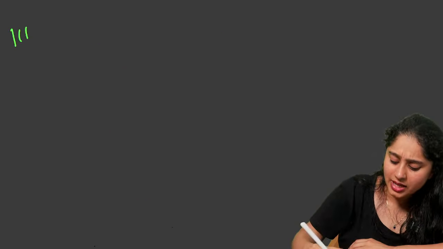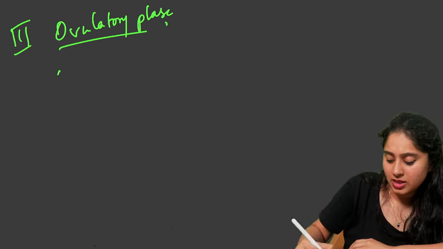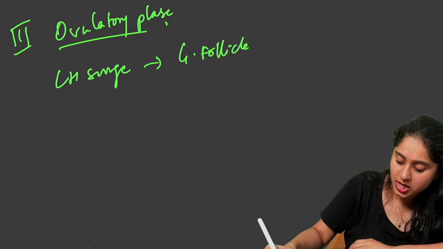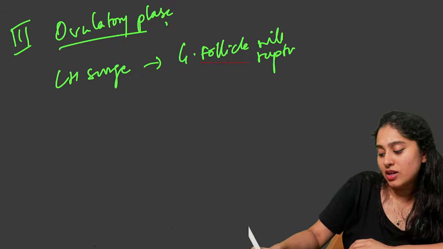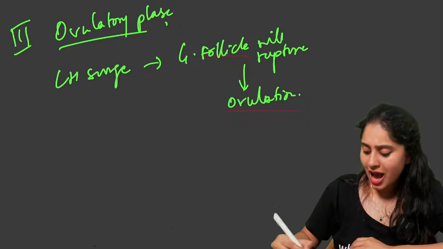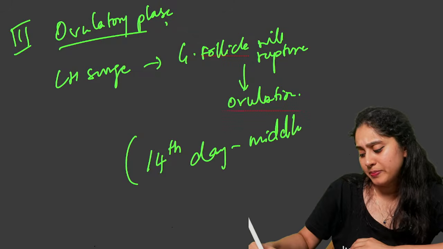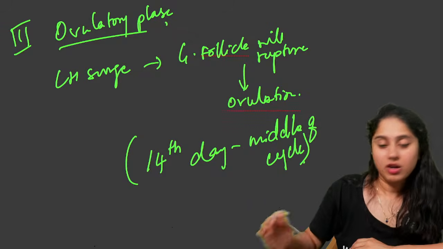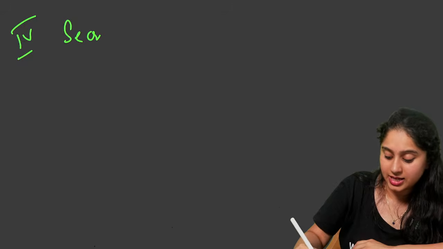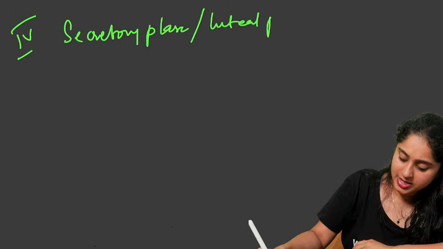After that, the third phase is the ovulatory phase, wherein the LH surge will happen, the Graafian follicle will rupture, and it will release the egg. Ovulation is going to take place. It happens around the 14th day, or the middle of the cycle. Clear, everybody? Now after this, the last phase is the secretory phase, or the luteal phase.